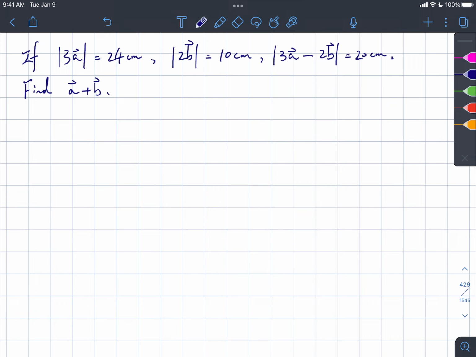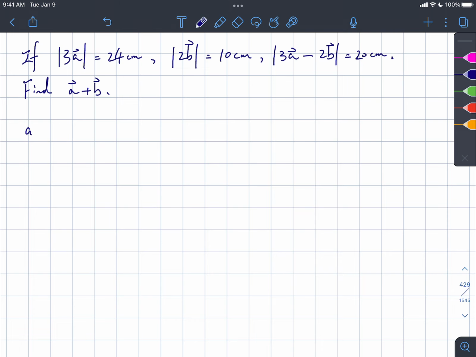So that's the question. Something to know is that there are two ways to represent a vector. You can represent it using the coordinates, the horizontal and vertical components, or you can use the magnitude and direction method. So that's this.